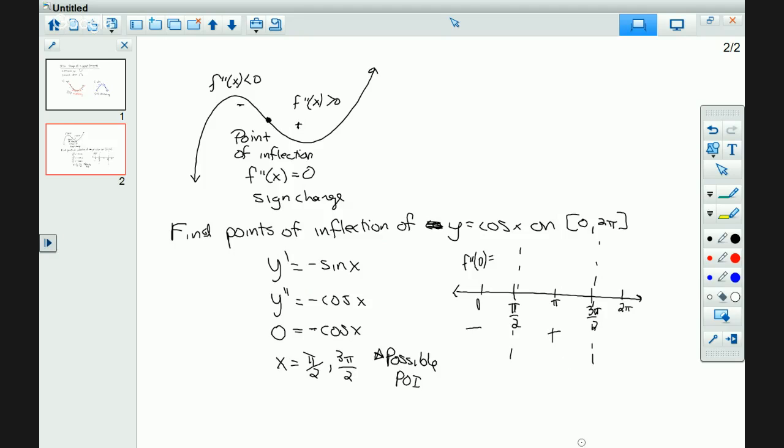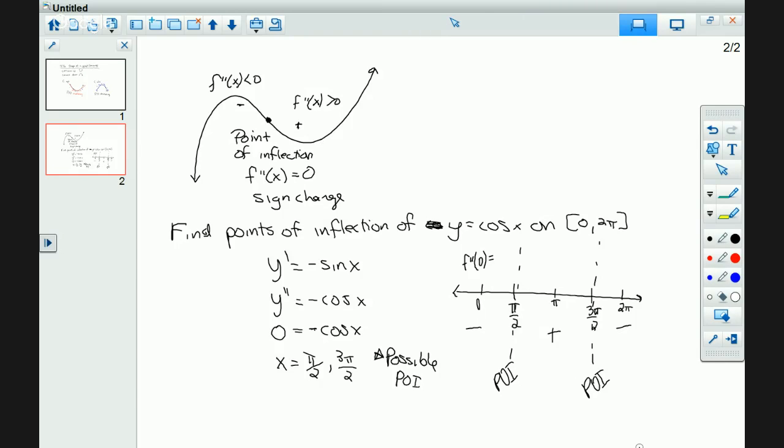This would be negative, but we have a negative there too, so it has to be positive. And then 2 pi would be negative, right? Yep, so we do have points of inflection here and here. Now they are official, right?